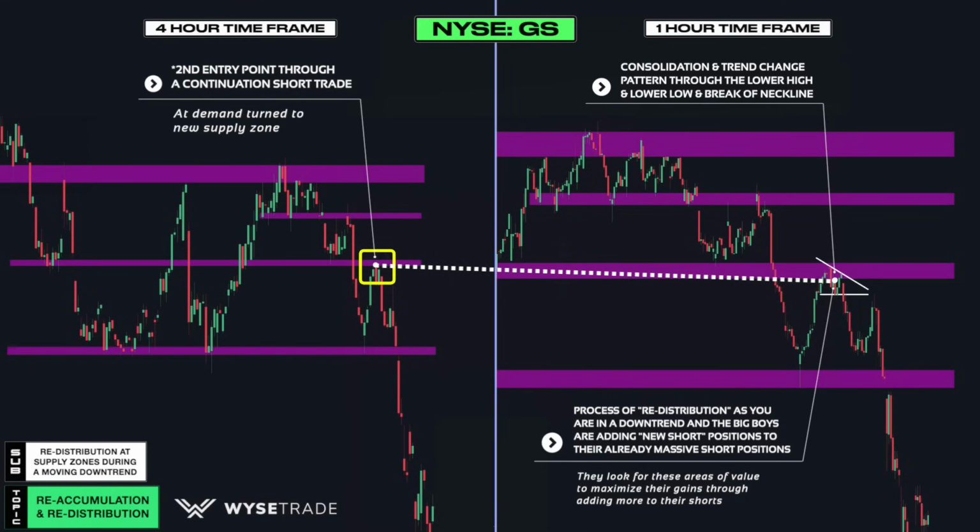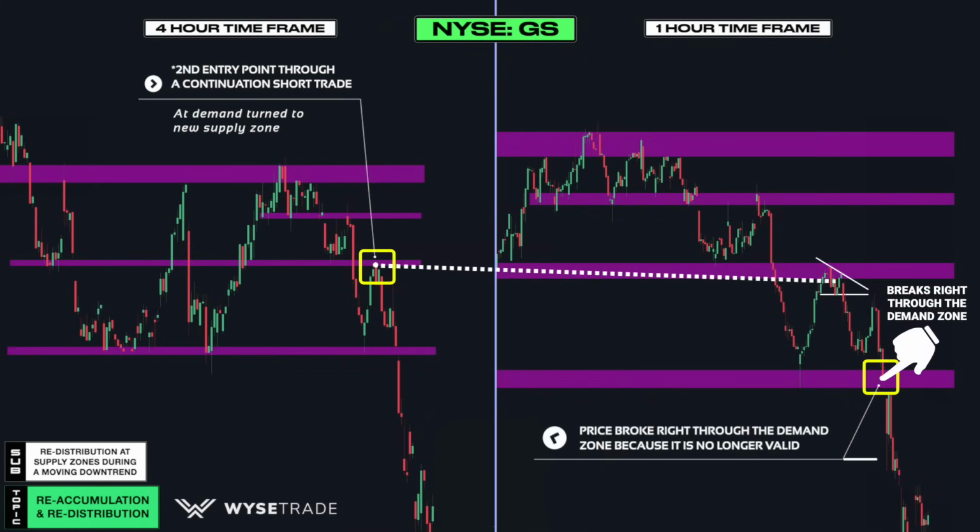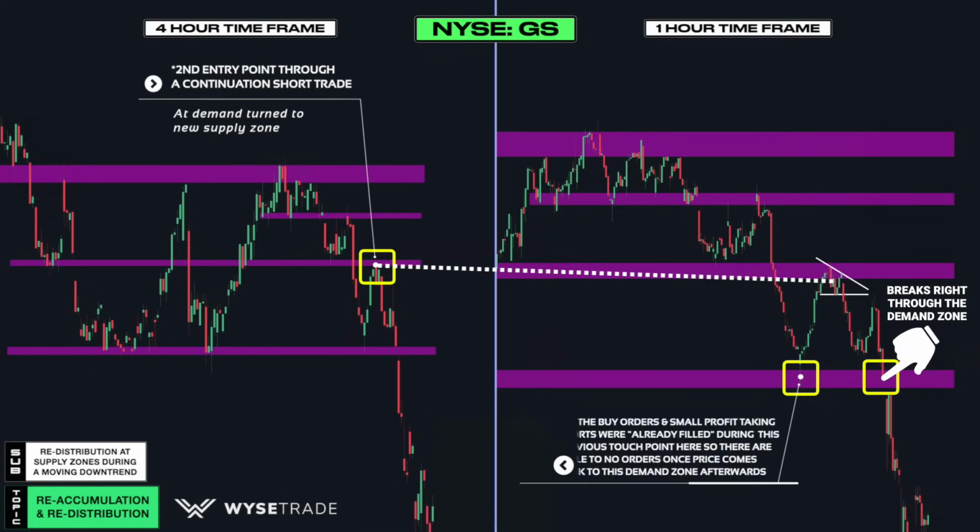Once they have finished loading up at this area of value within the moving downtrend, price tanks downwards and breaks right through the demand zone. Now, this is a very important point. The reason price broke right through the demand zone so easily is because the demand zone is no longer valid, as all the buy orders and small profit-taking short positions were already filled and completed during this previous touch here. So there are most likely little to no orders at this demand zone this time around. Hence why price blows right through it with heavy momentum and netting everyone massive gains.